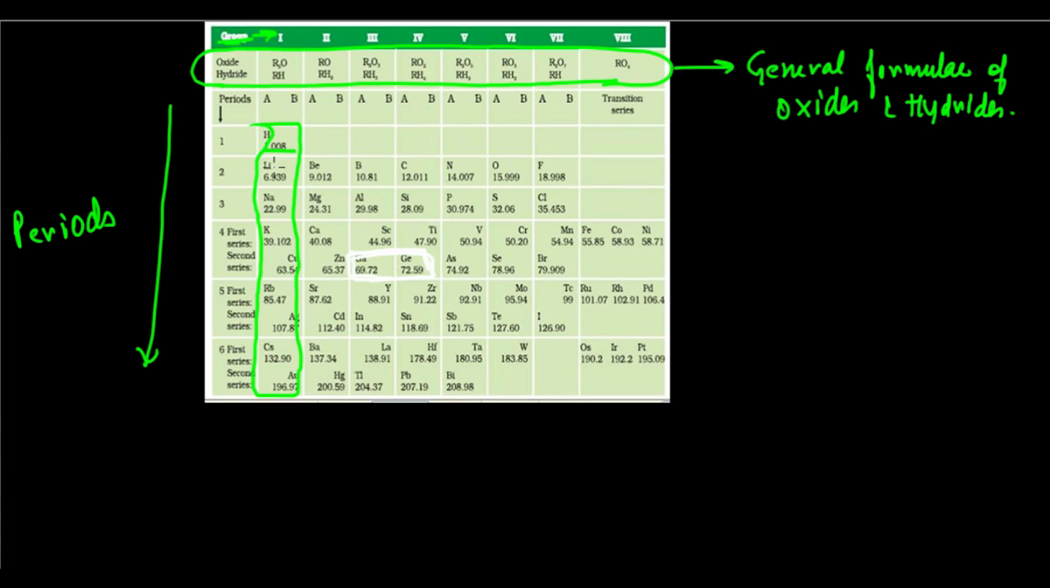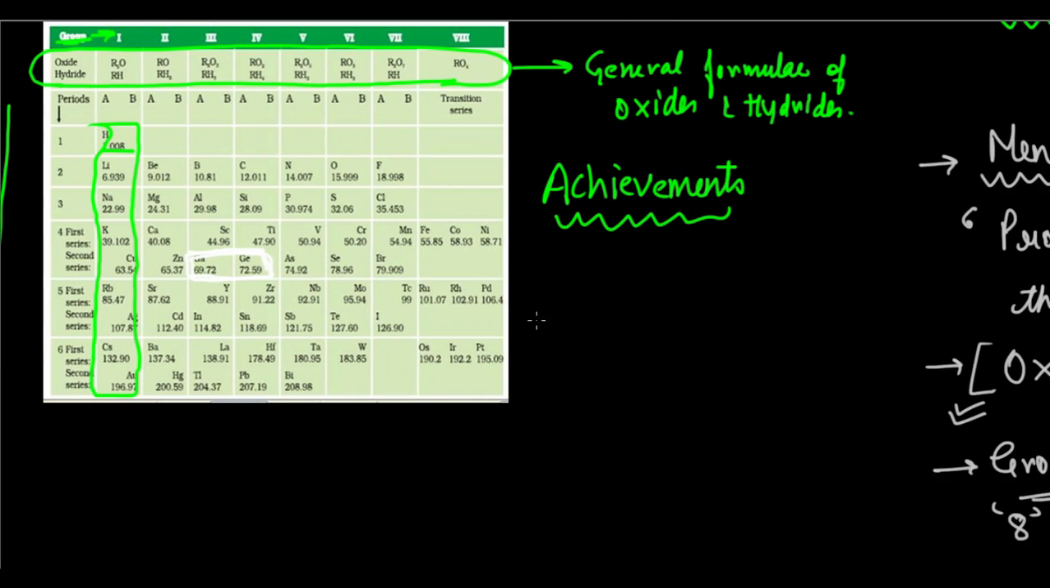Now, what are the achievements of his periodic table? Let us have a look at the achievements of Mendeleev's table. Now, till now, whenever we have done some classification, we have only looked at the drawbacks. But here, this is so phenomenal that we even have to look at the achievements, okay? Number 1, the first and foremost achievement was that he left gaps.